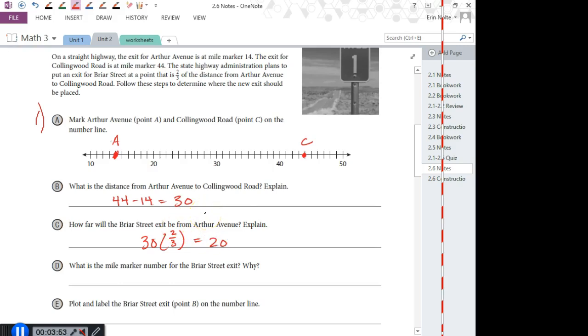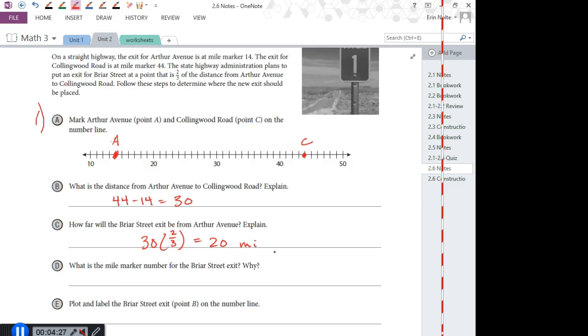Okay, so what is 20? What is 20? 20 what? 20 miles. 20 miles, and 20 miles of what? What does that even mean? 20 miles is our exit from. That's Bear Street. Was that the name? Oh, Brer. So 20 miles from where though? From Arthur Avenue, right? Okay, so what we have to do is figure out what mile marker we need to put the Brer exit at.